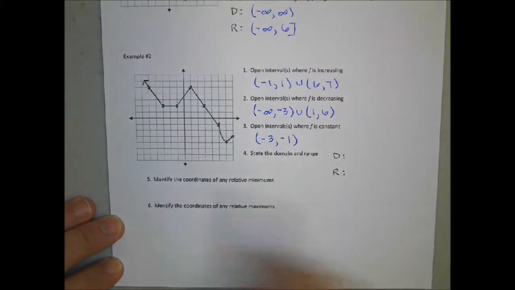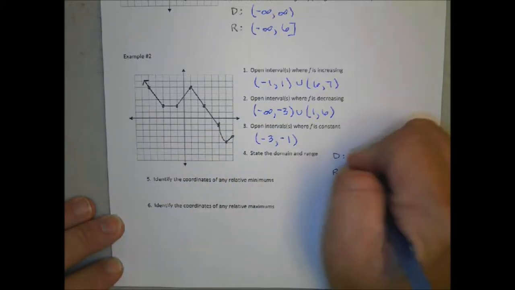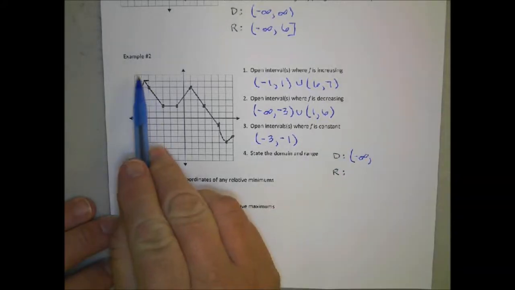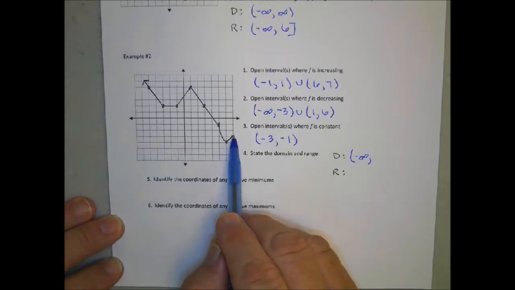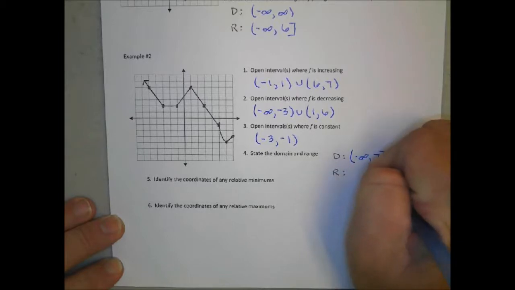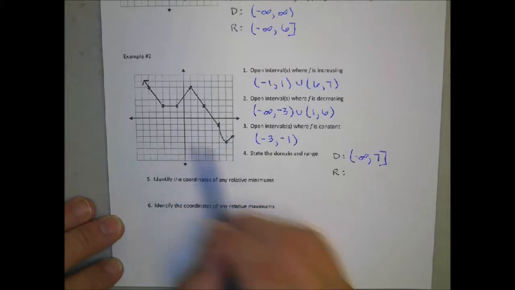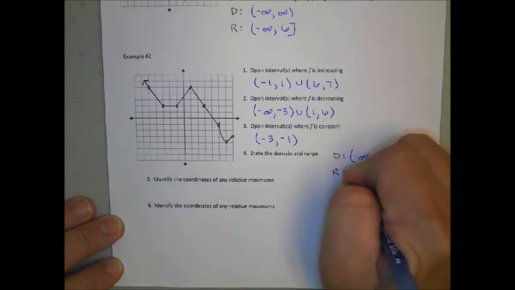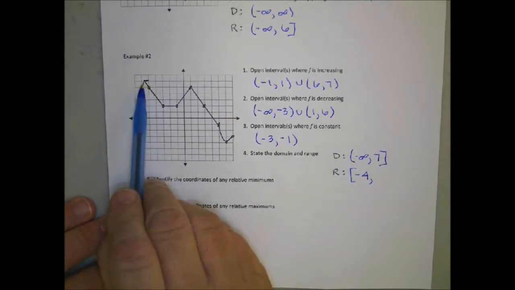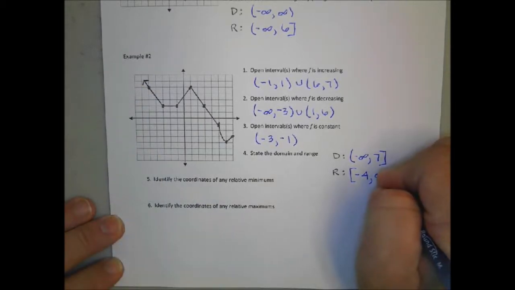State the domain and the range. The domain, all the values of x that are used in the entire graph. Well, it begins at -infinity, because not only does this go up forever, but it goes out forever as well. But it ends right here, and that's with an x value of 7. Now the range, the lowest point on the graph is at a y value of -4. And the highest point on the graph, this goes up forever and ever, so there really is no highest point on the graph. It's at infinity.